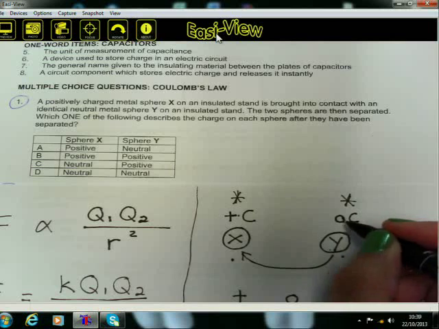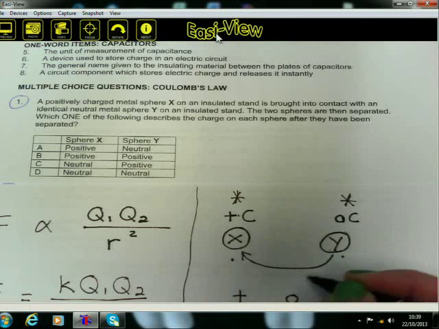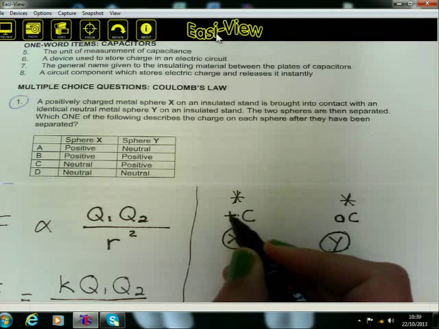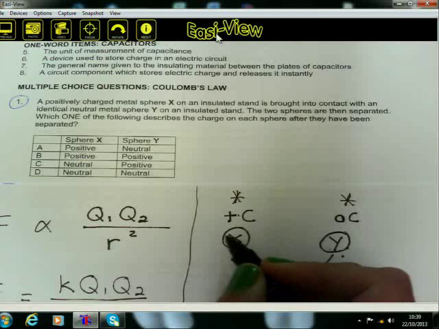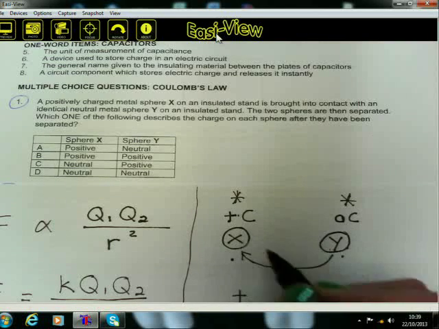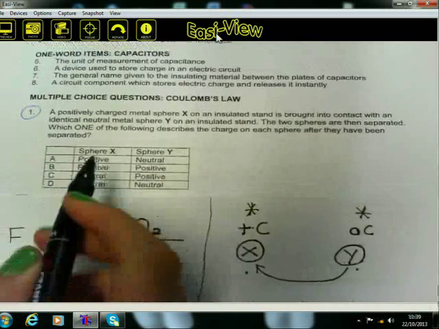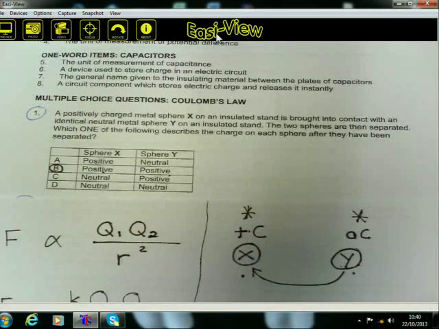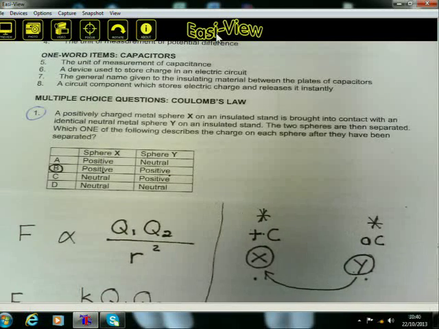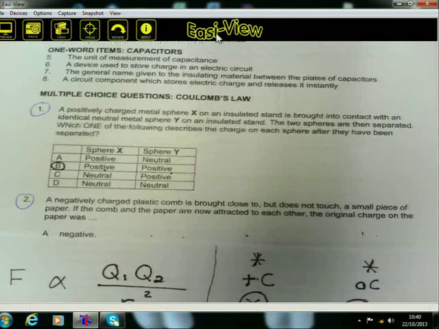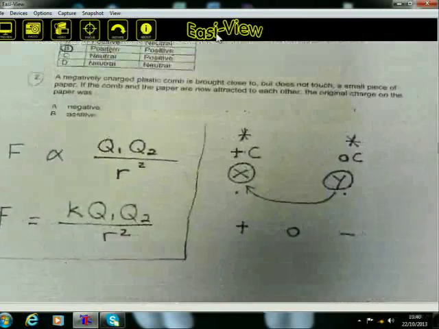This one was 0. It lost some of its negative electrons, so it will become positive. This one was already positive. It gained some electrons from this one, but still not enough to even make it 0. So they will both be positive. And then you go and see where's the answer. There, B, positive, positive. This is one of the harder ones. As we go along, you will see that this is not a very hard topic that we're talking about.